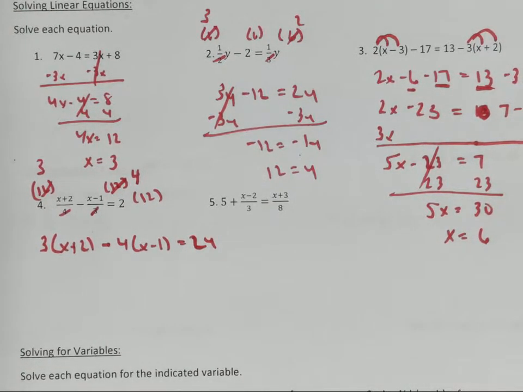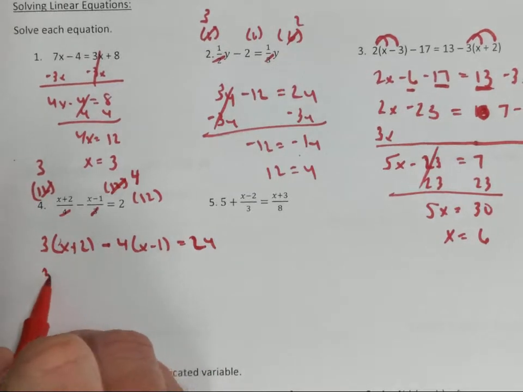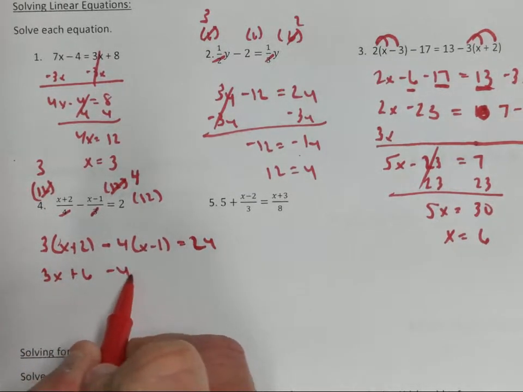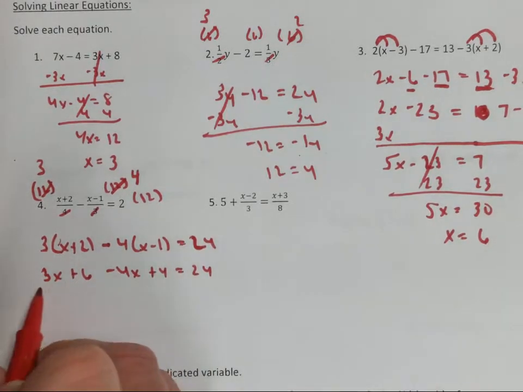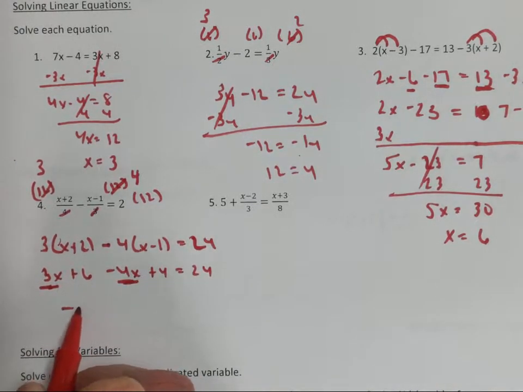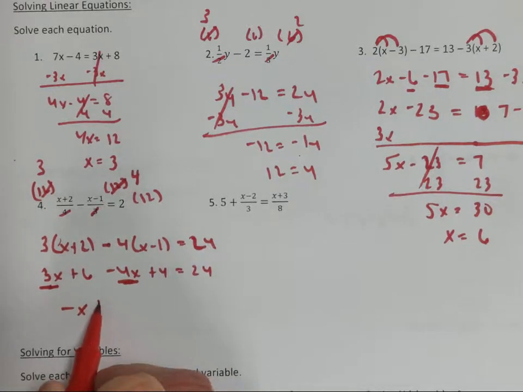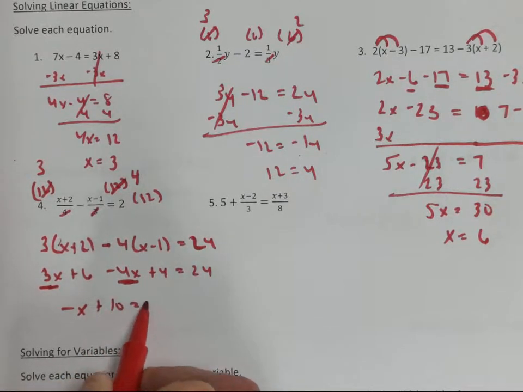Now we'll do the distributive property. 3x plus 6 minus 4x plus 4 equals 24. 3x and negative 4x is negative x. 6 plus 4 is 10.